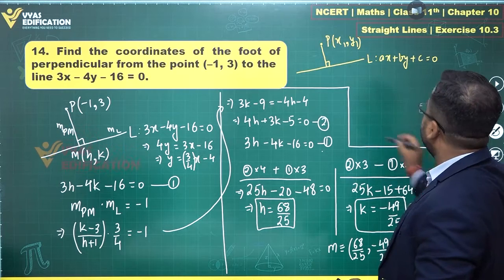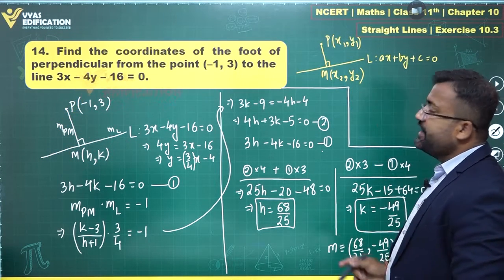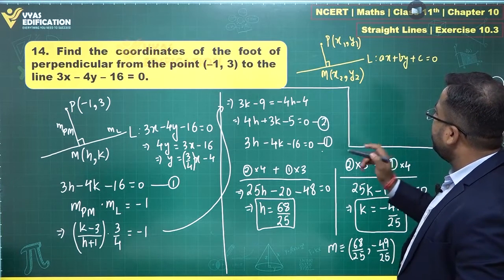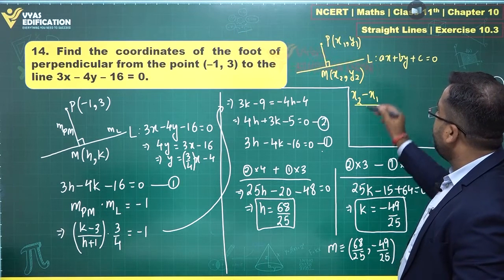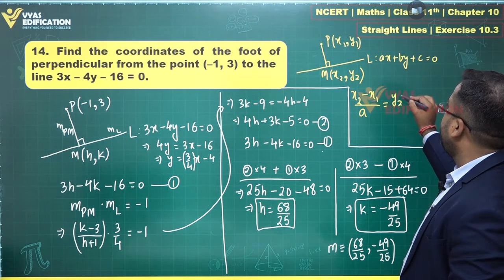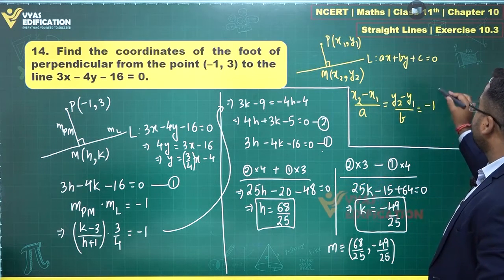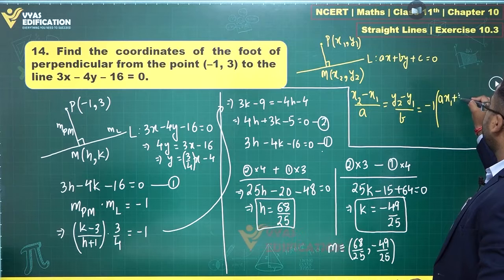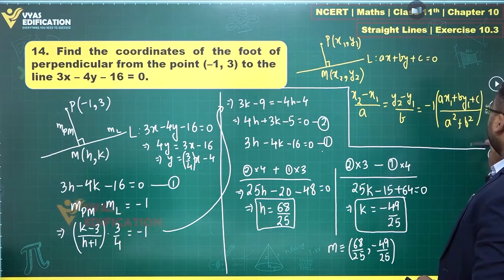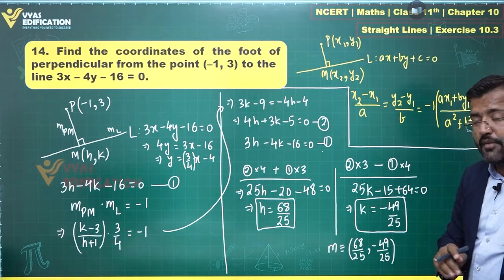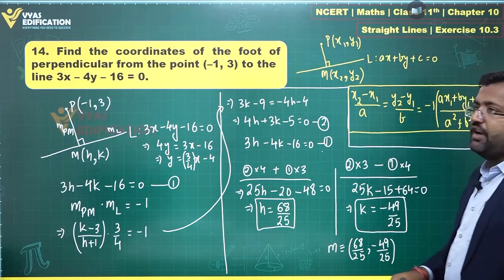If you need the foot of perpendicular, this M, let's call this x2 comma y2. If you need the coordinates of M, the direct result says that (x2 minus x1) upon A is equal to (y2 minus y1) upon B, which is equal to minus 1 times (ax1 plus by1 plus c) upon (a square plus b square). Mind you, there is no modulus, there is no under root in the denominator. This is the result that we can use to get the foot of the perpendicular directly.